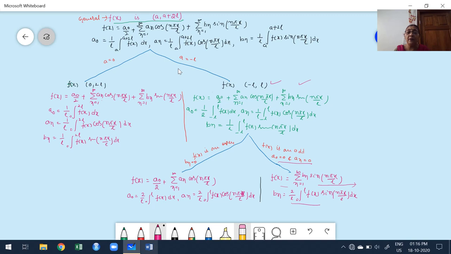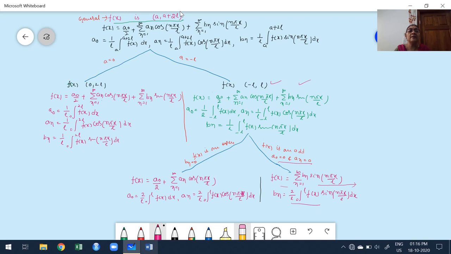While finding bn also, it is 2 by L, integral from 0 to L, f of x sine of n pi x by L with respect to x. Now, based on the interval, I have to decide how to proceed. This is a flow chart for the Fourier series. Once you clear these steps, the next is very, very easy.